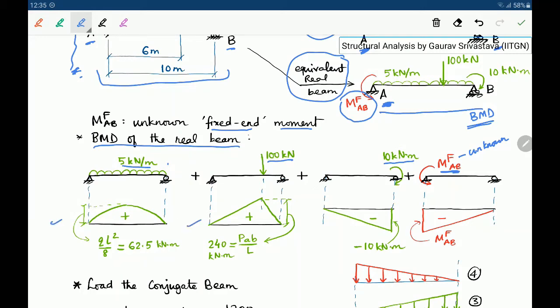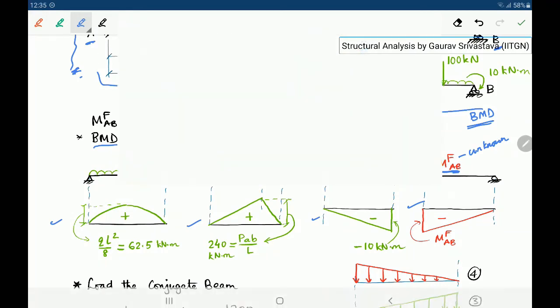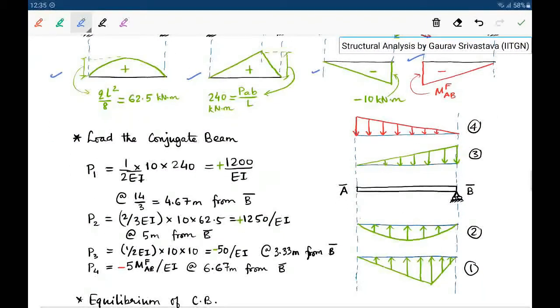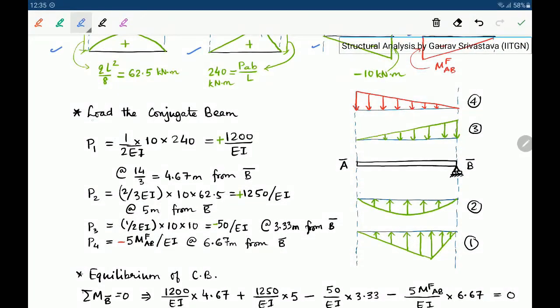So these are all the 4 bending moment diagrams for the simply supported beam AB, and we realize that if we add all of these 4 cases, then what we will get will be the bending moment diagram of the real beam, which is the propped cantilever beam. Now we are ready to load our conjugate beam.